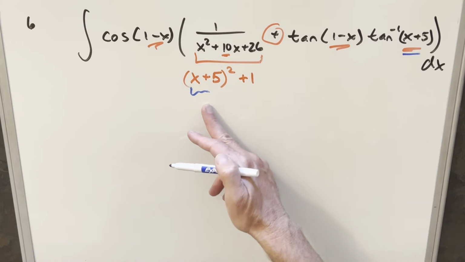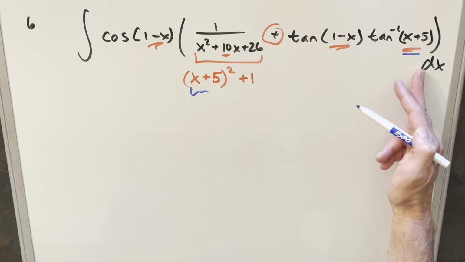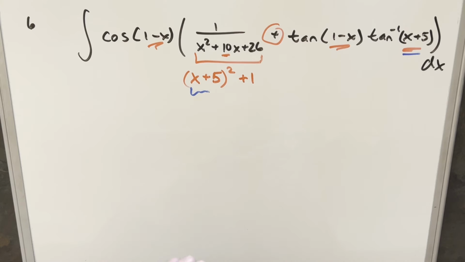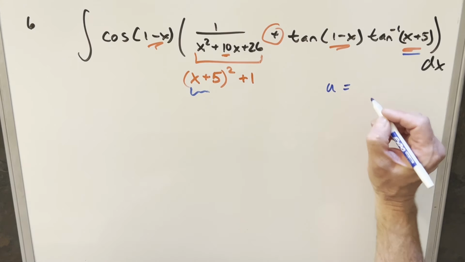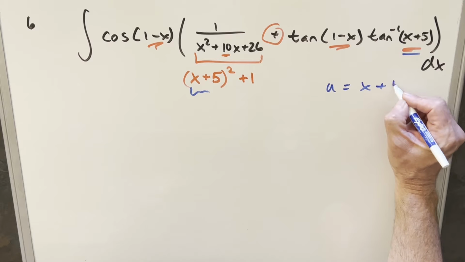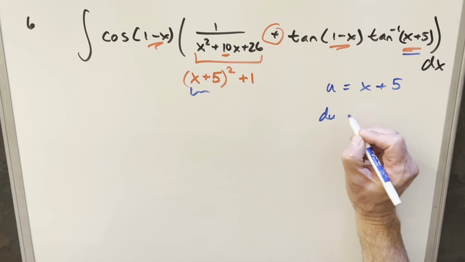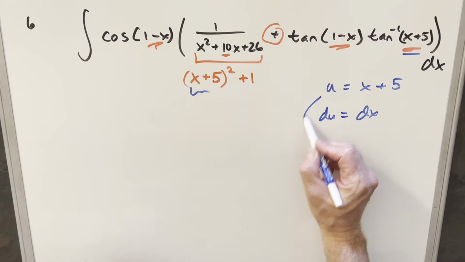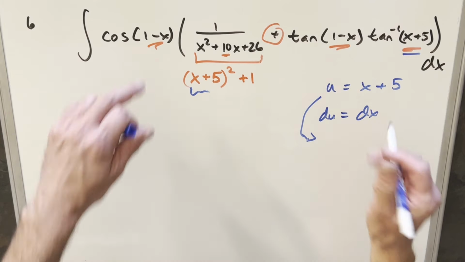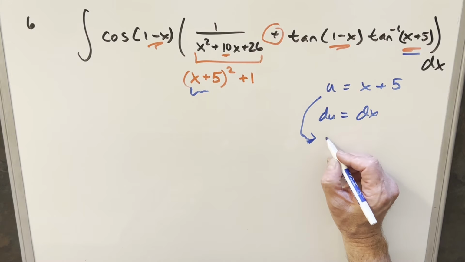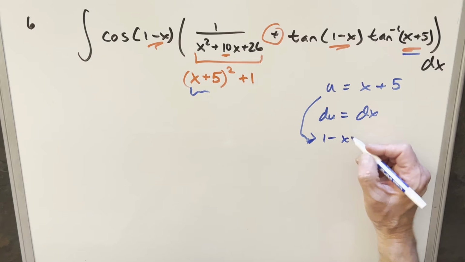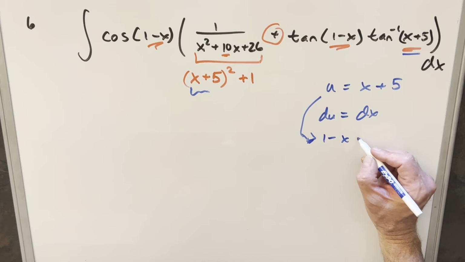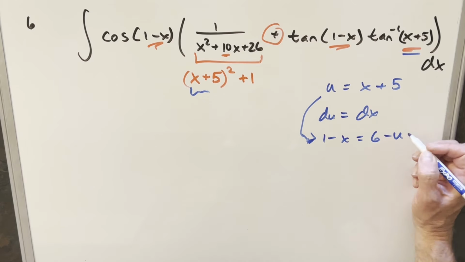What if I do a u substitution to clean this up, and then hopefully this thing gets a little simpler. So I'm just going to make a simple substitution, u equals x plus 5, and then du is going to be dx. And then let's rearrange and get a value for 1 minus x because we have it right there and there. Just doing the algebra, you're going to end up with 1 minus x is equal to 6 minus u.